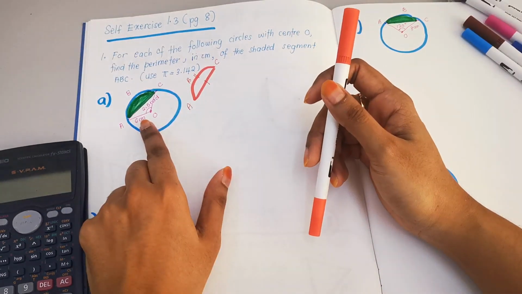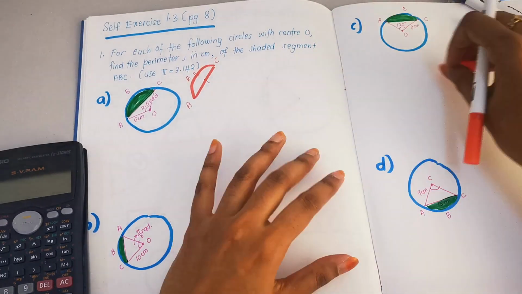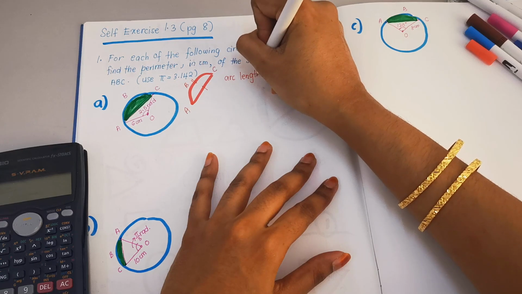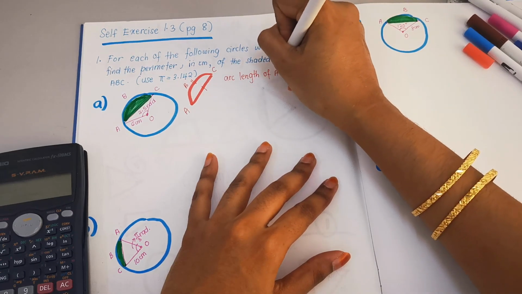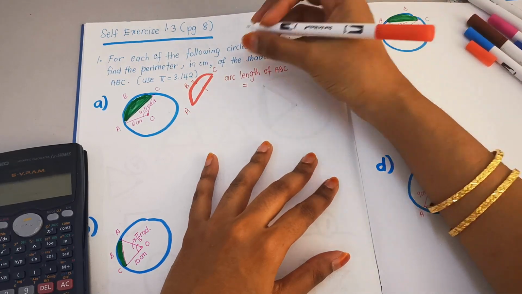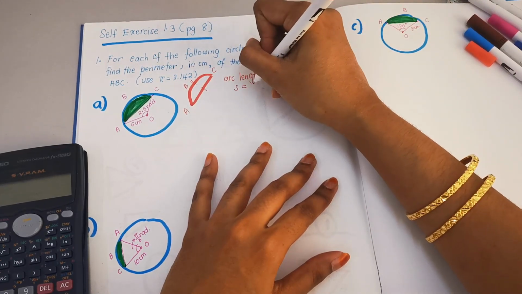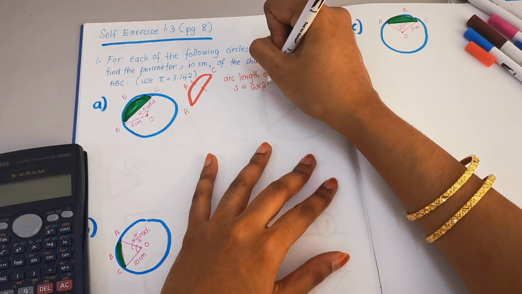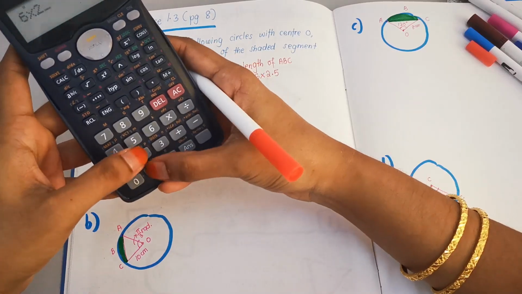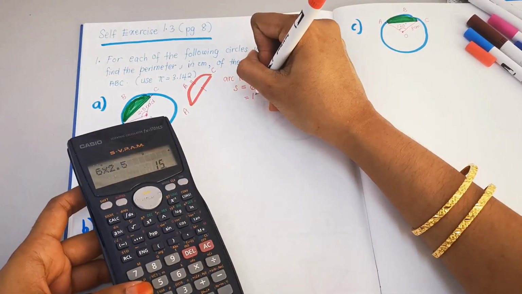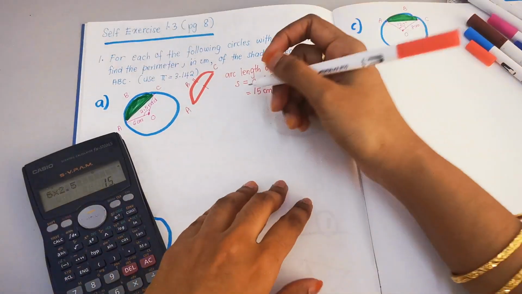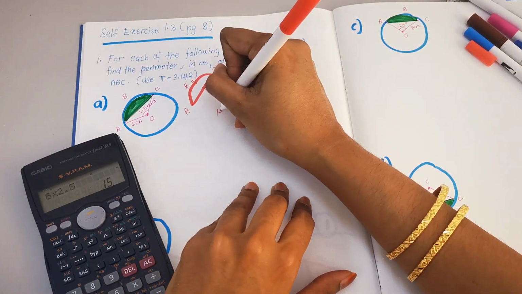In this case, let's find the arc length of ABC first. S equals R theta, so we use the formula. S equals R, which is 6, times theta, in this case in radians. So 6 times 2.5 is 15 centimeter. So the length is 15 centimeter. Now next part, let's find the length of the chord.